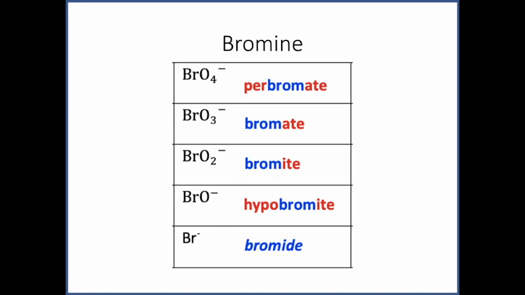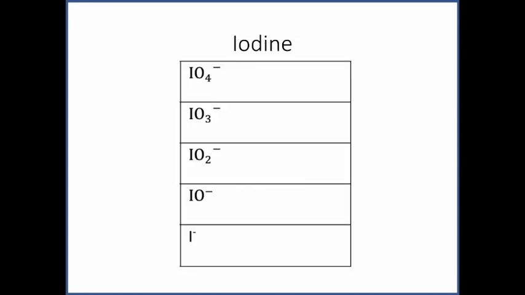Now pause the video and see if you can work your way through the iodine family. I'll start you off. The one that has 4 oxygens is called periodate, with the prefix "per" and the suffix "ate."